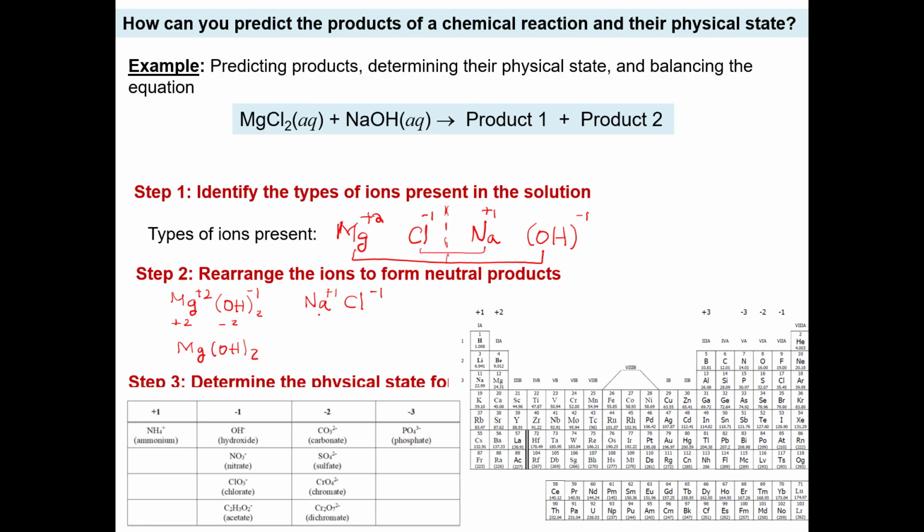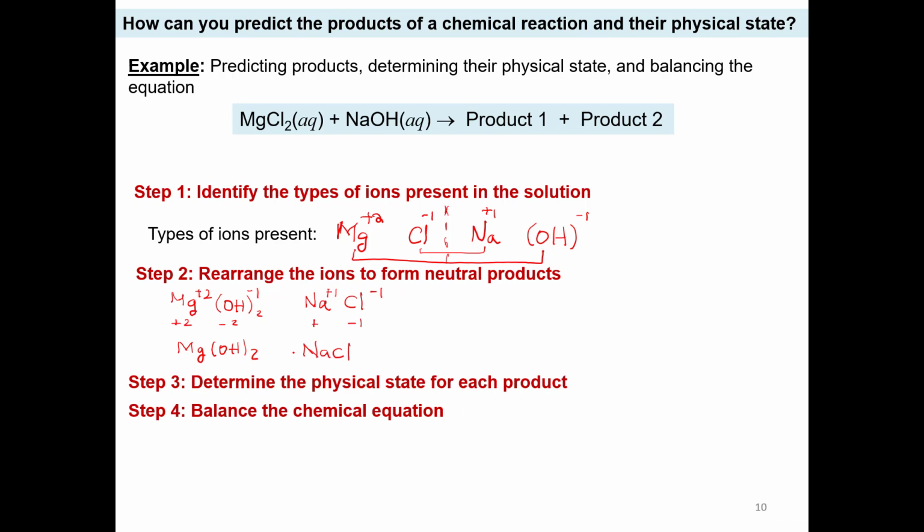In this case we had sodium is +1, chlorine is -1. They are neutral. Then we just need to write, and now we had two products. We had magnesium hydroxide and sodium chloride.